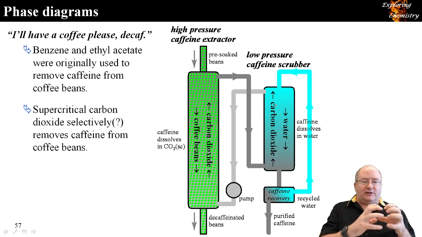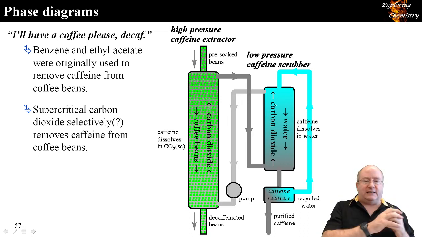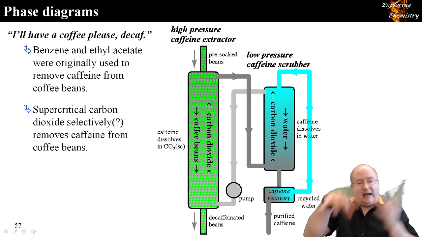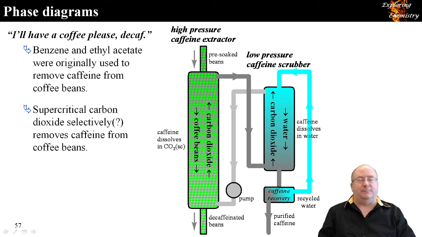As soon as it's not supercritical, it preferentially settles into the water. Caffeine is very soluble in water. And so then the water filled with caffeine just goes through a crystallization process, i.e. it's cooled down. Caffeine precipitates out of solution, and you get purified caffeine.